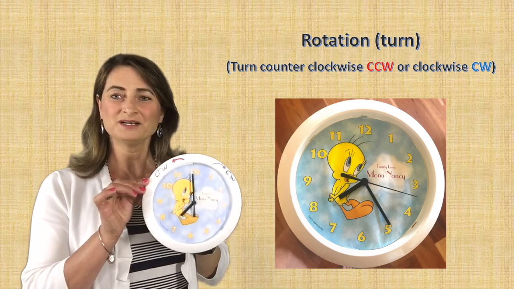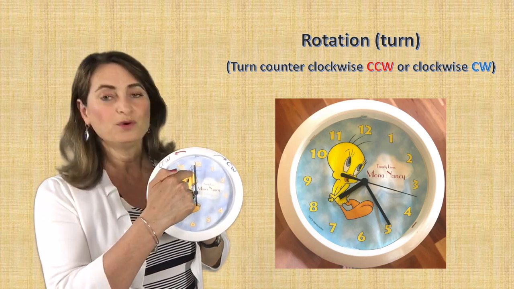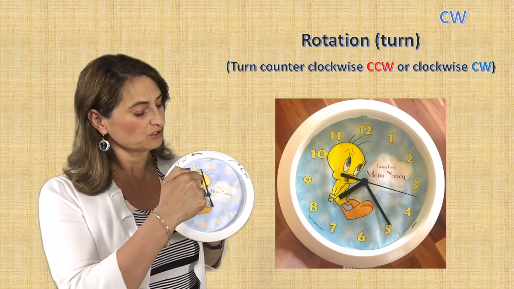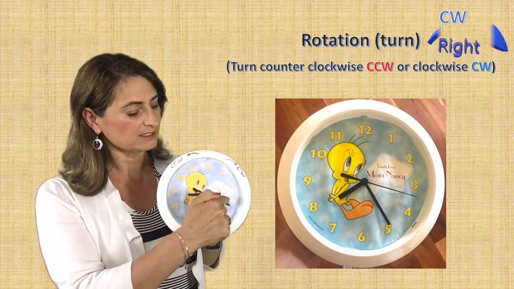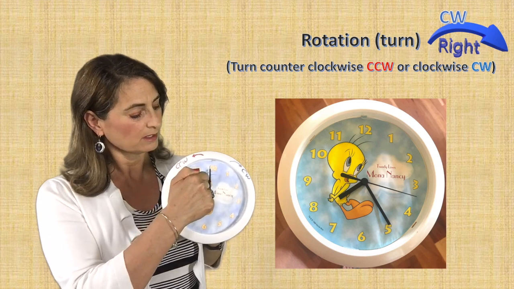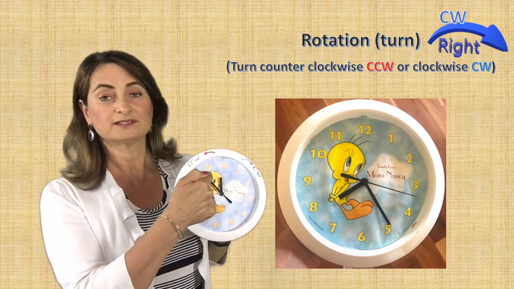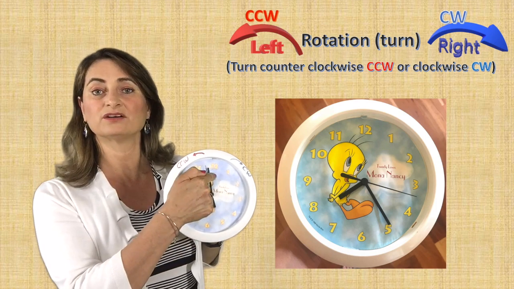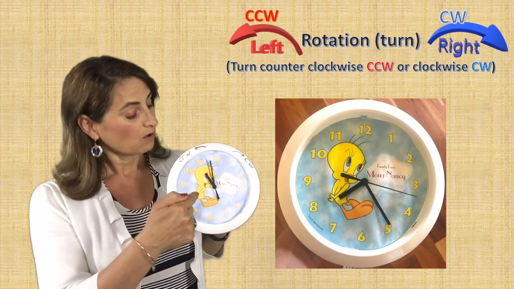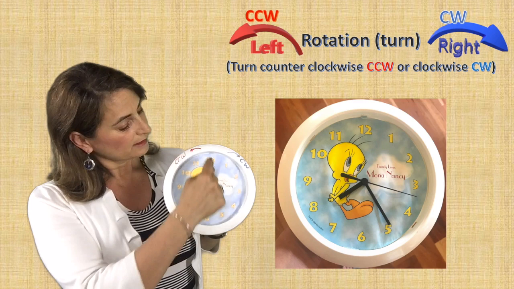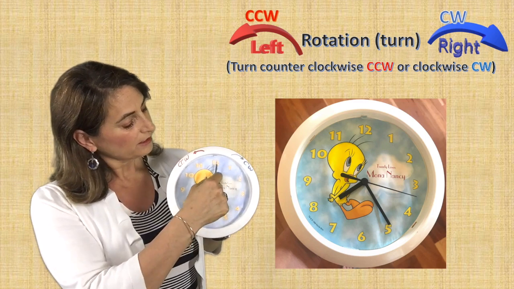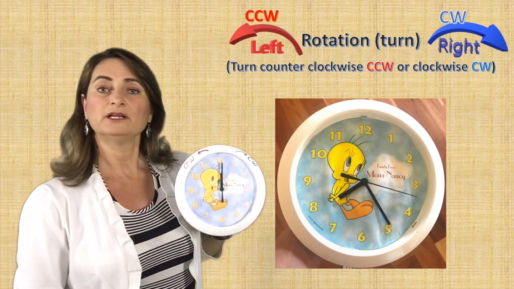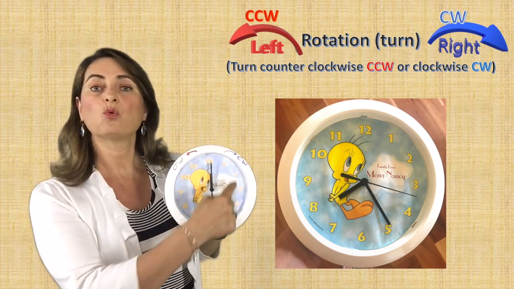So here's the clock. When you go with the clock, that's called clockwise. So you're turning right, which is clockwise. If you're turning left, that's counterclockwise, which means against the clock. Also, the clock creates 4 quarters. In the coordinate plane, they're called quadrants.